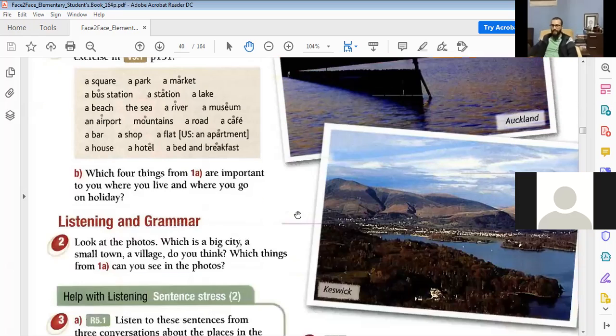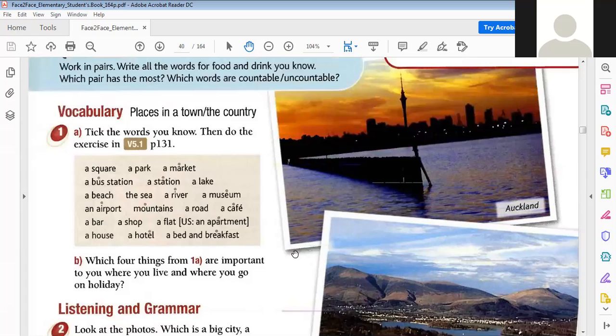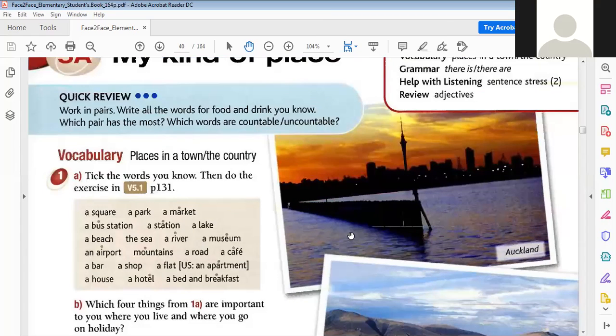Okay. What about you, Rana? Rana, you also chose Auckland, I think, right? Yes. Why would you like to visit Auckland? Because there are beaches and hotels, big restaurants. True. That's correct. Do you like going to restaurants? Yes. And what's your favorite food?